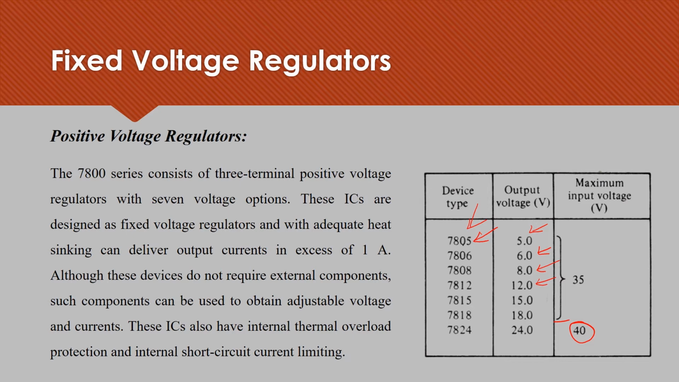These ICs are designed as fixed voltage regulators with adequate heat sinking that can deliver output currents up to 1 ampere. These devices do not require external components and can be used to obtain adjustable voltage and currents. These ICs have internal thermal overload protection and internal short circuit current limiting.